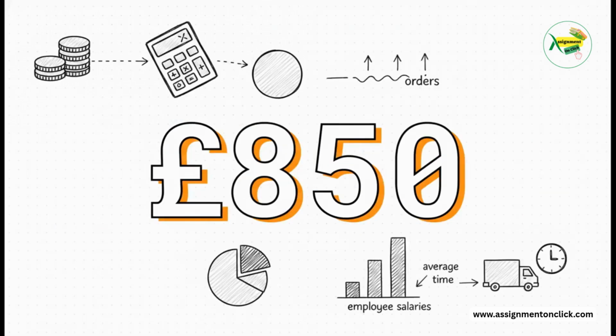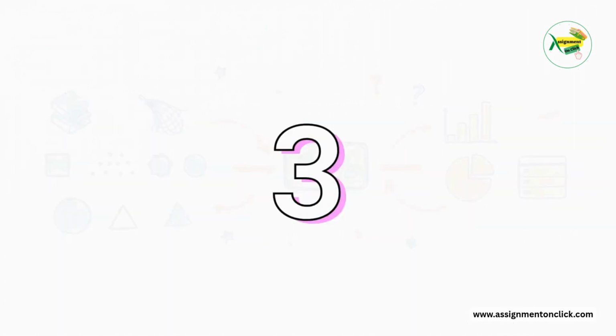But hey, maybe you want to calculate the central value instead, using the average or mean aggregation. The node simply takes that exact same 2,550 pound total from the North region, divides it by the 3 orders, and finds your central value of 850 pounds. This is exactly what you'd use to figure out your average order value, an average employee salary, or maybe average delivery times. And finally, we have the count aggregation.